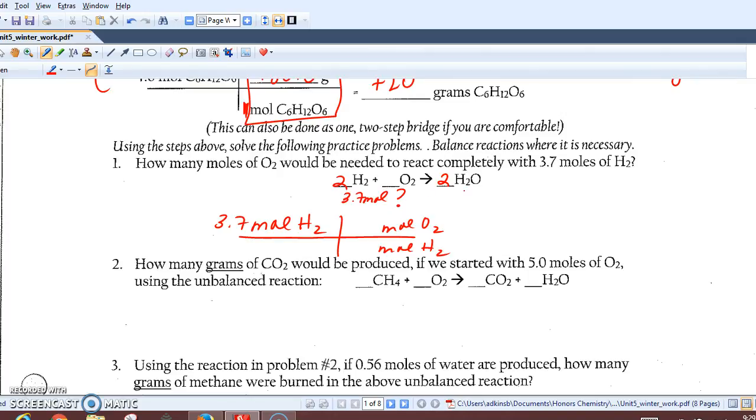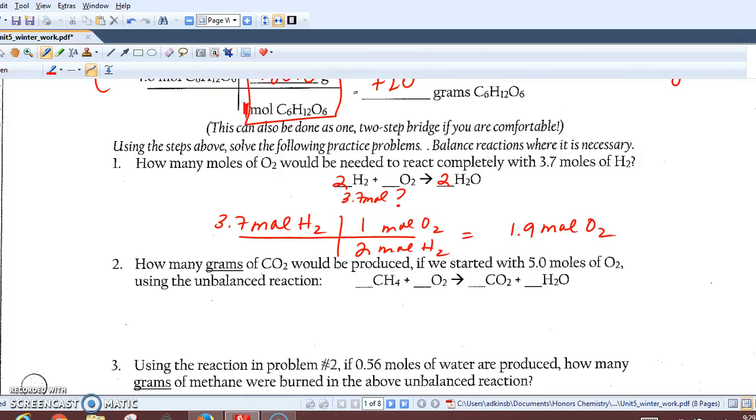So this reaction says, for every 2 moles of hydrogen, you need 1 mole of oxygen to make 2 moles of water. It's not asking anything about water. Our relationship between oxygen and hydrogen is 1 to 2. So I'm going to say 3.7 times 1 divided by 2. And with 2 sig figs, my final answer is 1.9 moles of O2.